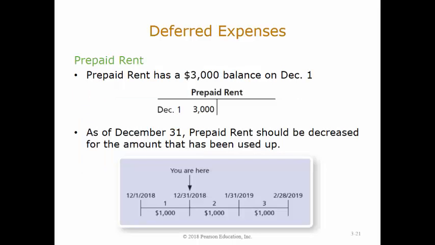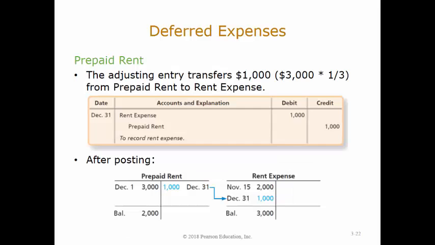After posting, prepaid rent has a $3,000 debit balance. As of December 31, prepaid rent should be decreased for the amount that has been used up. The used up portion is 1 month of the 3 months prepaid, or 1/3 of the prepayment. Recall that an asset that has expired is an expense. The adjusting entry transfers $1,000, $3,000 times 1/3, from prepaid rent to rent expense. Prepaid rent is an example of an asset that was overstated prior to journalizing and posting the adjusting entry.